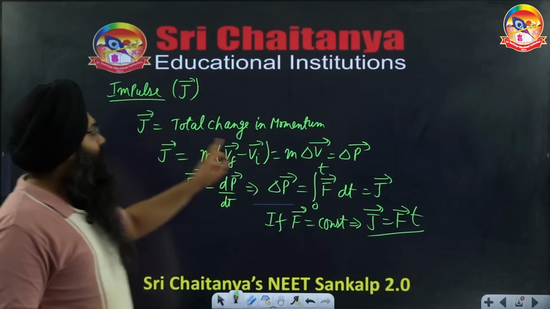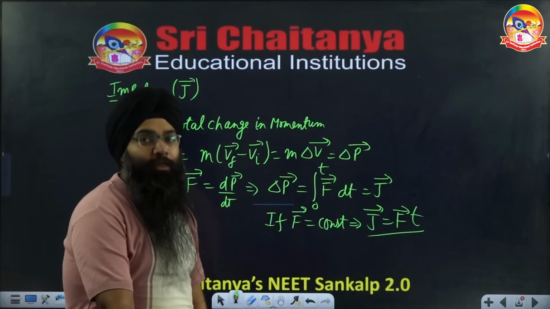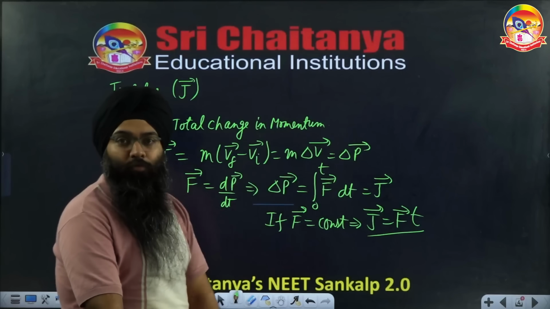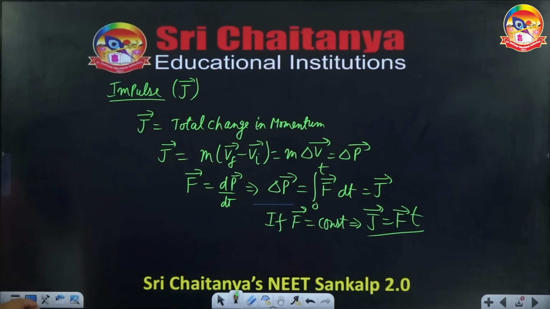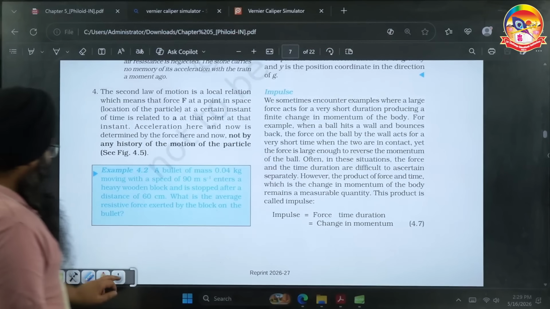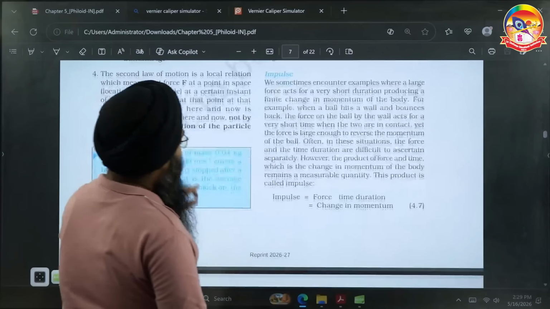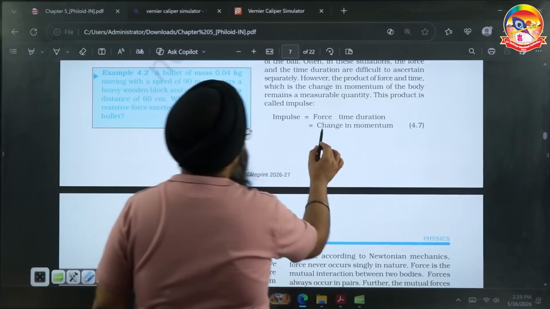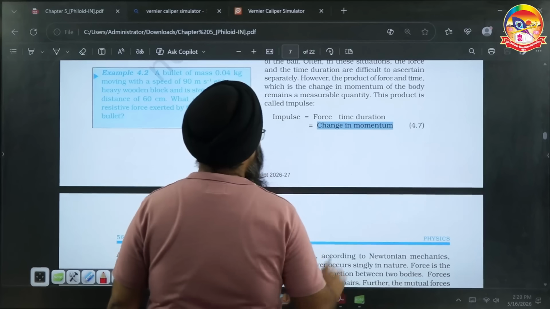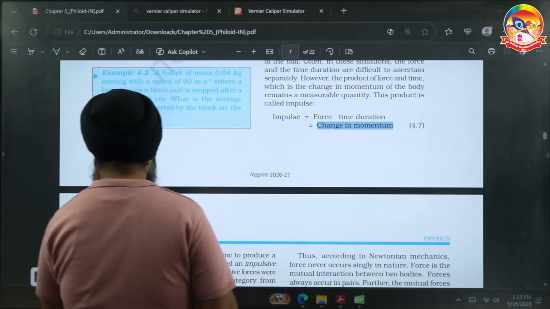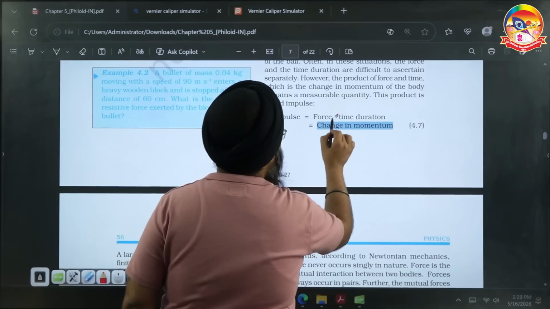And what will be the unit of impulse? The unit of impulse will be kg meter per second, which is equal to the unit of momentum. So I hope this particular point is clear to you. So this is what they would have written, that impulse is the change in momentum, or it is equal to force multiplied by time duration.